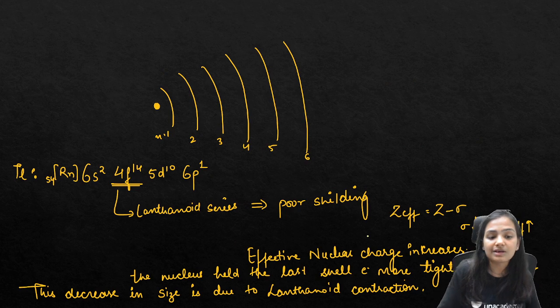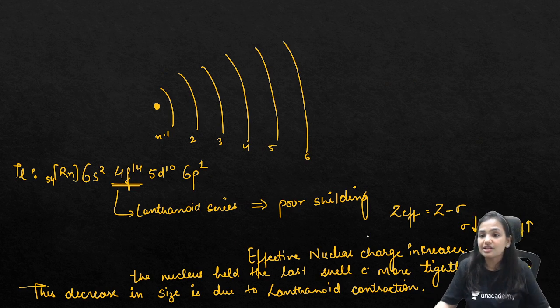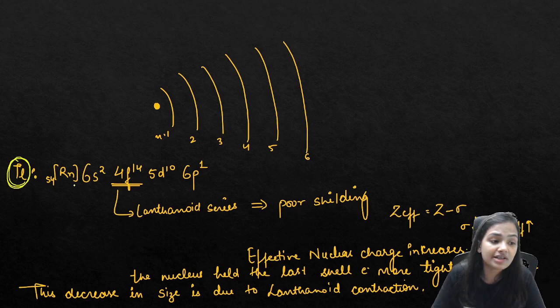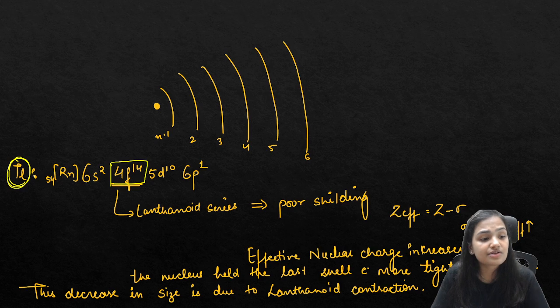Now there is one more thing. So what is the application of this Lanthanoid contraction? Do we need to know? Yes, absolutely. If you take the case of thallium, we can see that there is a Lanthanoid contraction. Why is there a Lanthanoid contraction? Because if you are talking about thallium, we have 6s2, 4f14, 5d10 and 6p1. So we have 4f14, 5d10, 6s2 and 6p1.